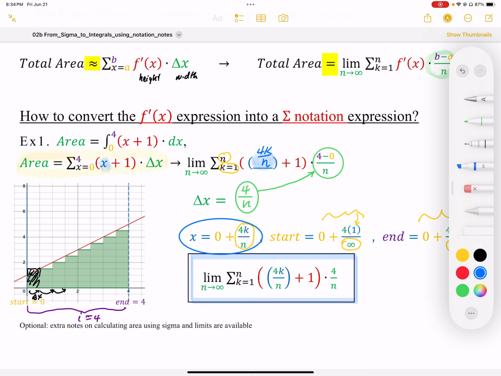And I can still use this expression for any n value, but to make this an exact value, to go from the Riemann sum to the integral, I apply the limit. This gives me the actual integral value, which I should write down. So this is going to be equivalent to the integral from 0 to 4 of x plus 1 dx.